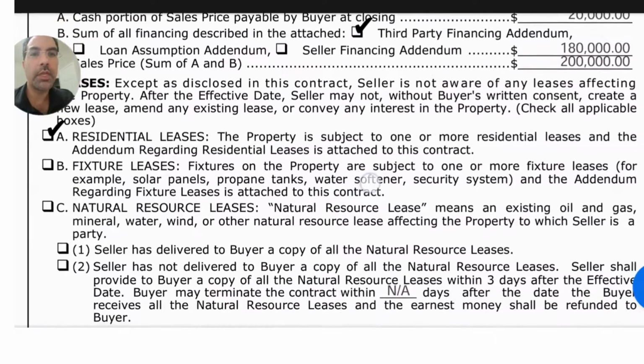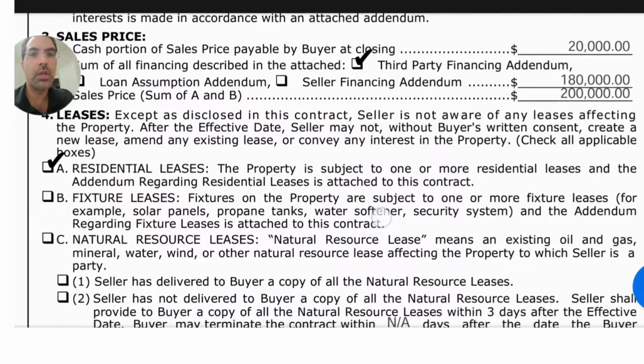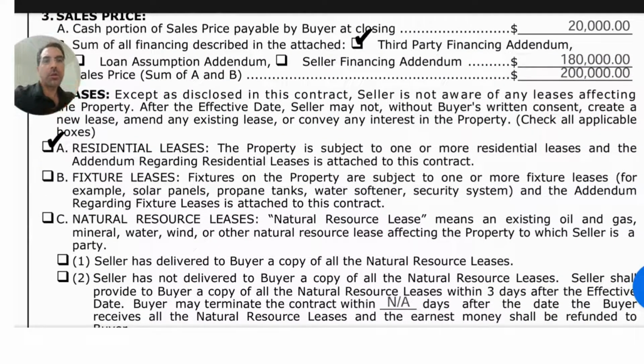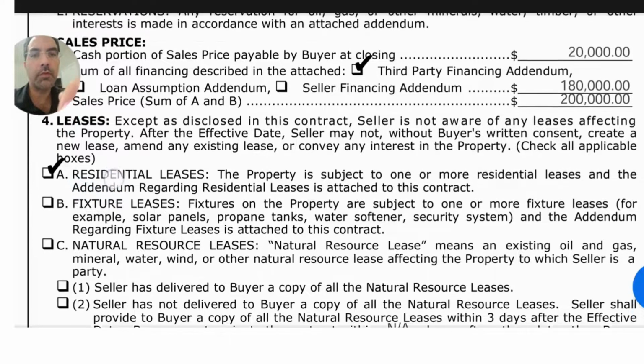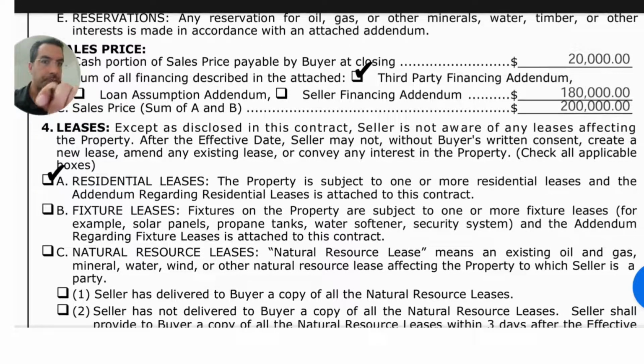Number 4 is what they added new this year, the leases. A lot of houses are being sold with a tenant in place, or with solar panel contracts, or they have mineral rights contracts. So for example, for a residential lease, if you had a tenant in place, you would check this off and you would attach the lease contract to the end of this that would have to be transferred.